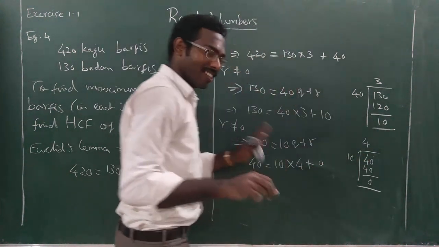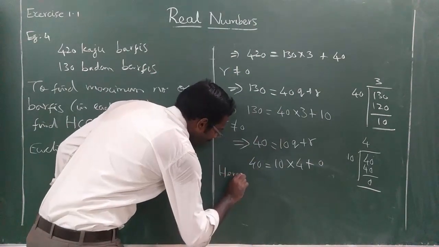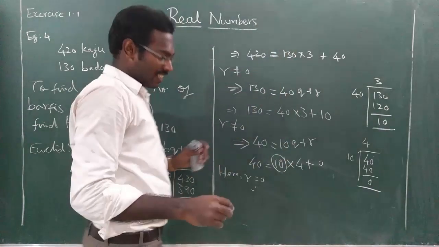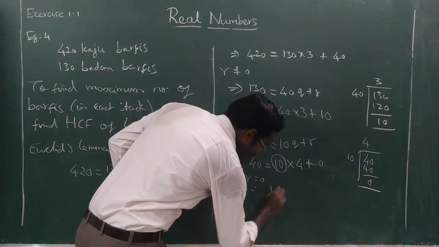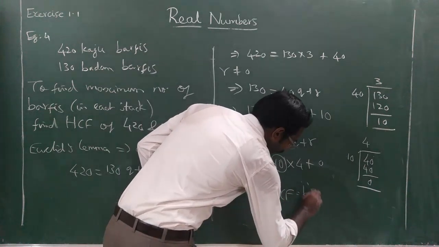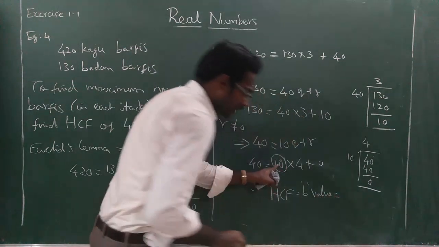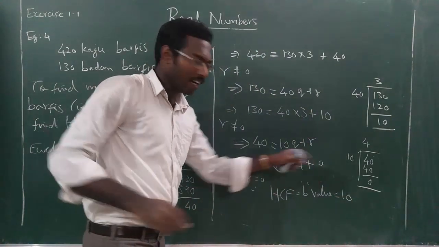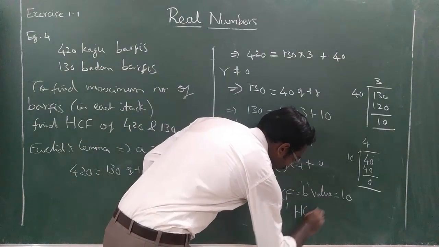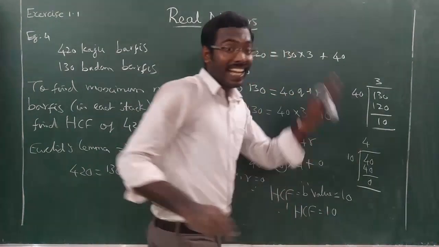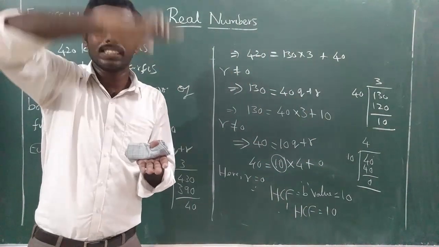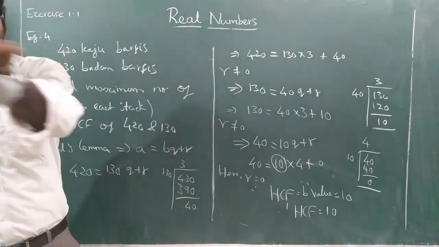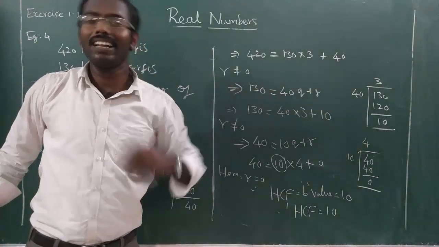Remainder is 0. So R is equal to 0. Therefore, that particular step's B value is your HCF. Therefore, HCF is equal to the B value. What is the B value? That is equal to 10. This is A, B, Q, R now. Therefore, HCF is equal to 10. Which means in each stack you can place 10 burfis. The maximum of 10 burfis. Then only we can have an equal number of burfis in all the stacks.